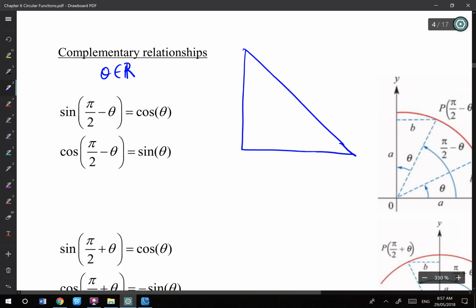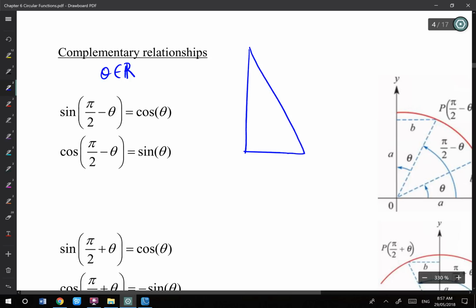Let's draw a right angle triangle. If this is a right angle triangle, and that's theta, that will be pi over 2 minus theta, right? That's the two angles. So theta is this, pi over 2 minus theta is that. Again, this is the way I remember it. It's not a proper proof. What I will do is that's A, that's B, that's C. So let's think about what's cosine theta.